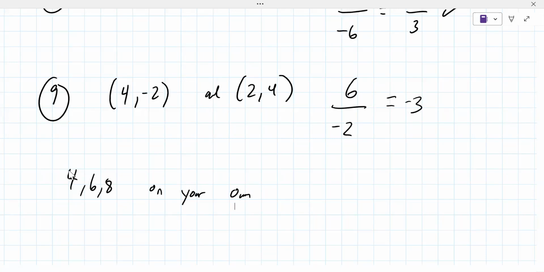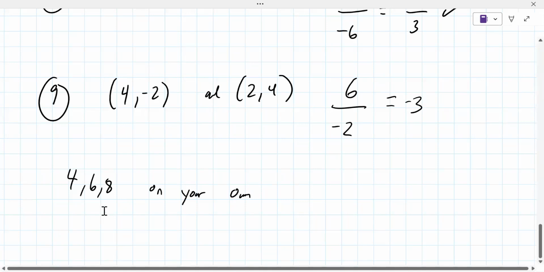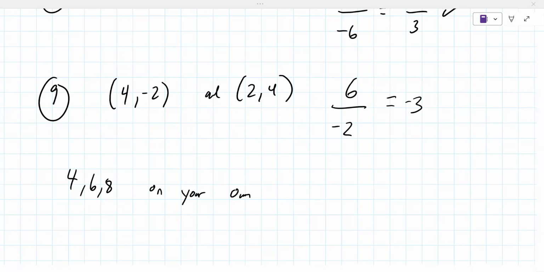Even people that teach this, they don't show you everything, and you can't ask questions either. It's hard.